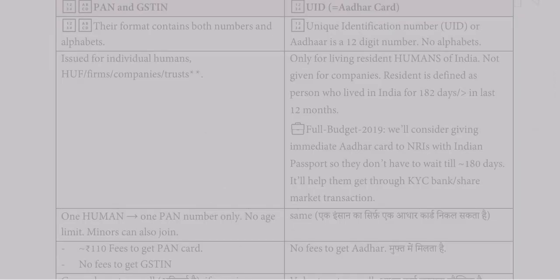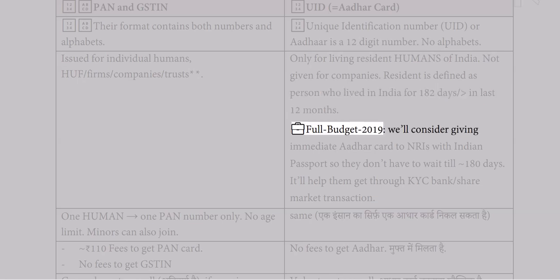PAN and GSTIN format contain both numbers and alphabets. Unique Identification Number, UID, or Aadhaar, is a 12-digit number, no alphabets. PAN is issued for individual humans, HUFs, firms, companies, or trusts. Aadhaar is only for living resident humans of India, not given for companies. Resident is defined as a person who lived in India for 182 days in the last 12 months.